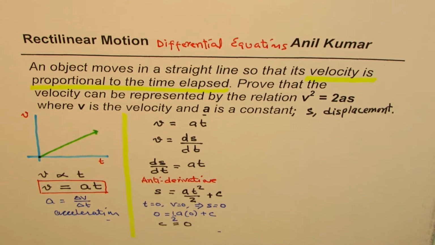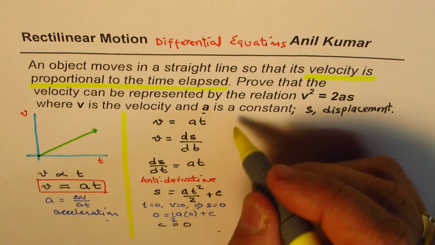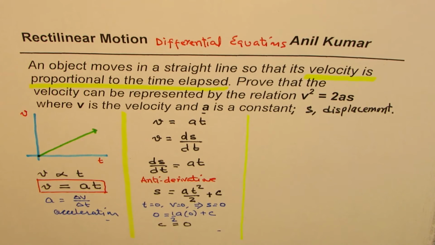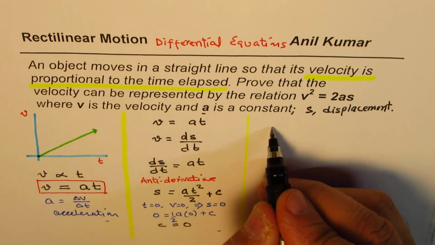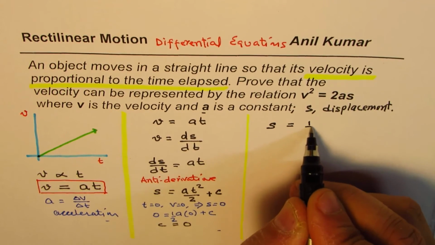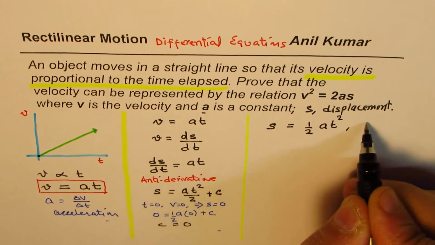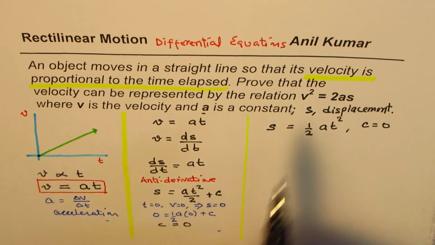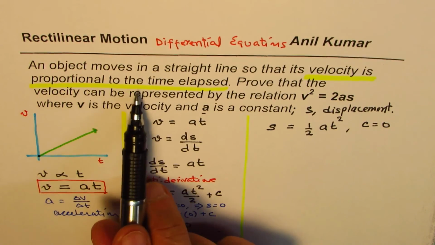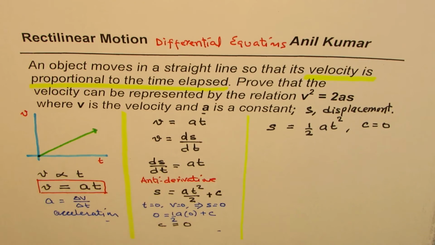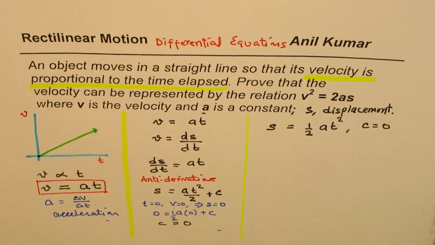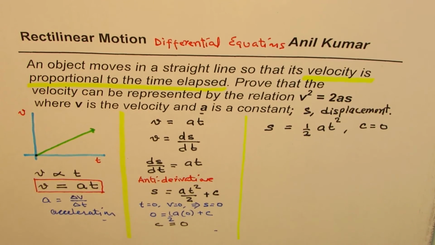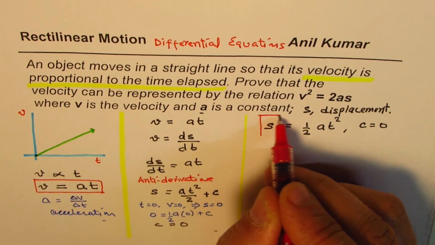Perfect. So we get the value of c, and that gives us the relation between displacement, acceleration, and time in a different form though. So we could write this equation as s equals half a t squared, since we found that c is equal to 0. So that is a specific solution for the given situation where velocity is proportional to the time elapsed, right? So if the object didn't move, there was no displacement to start with, right? Now, s equals half a t squared is an extremely important equation for us. We'll highlight this one also, right?